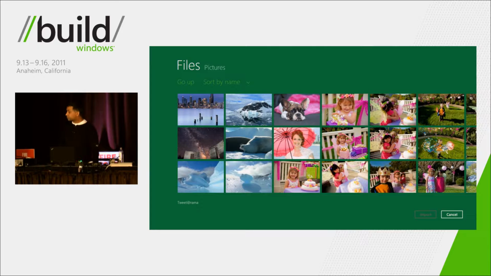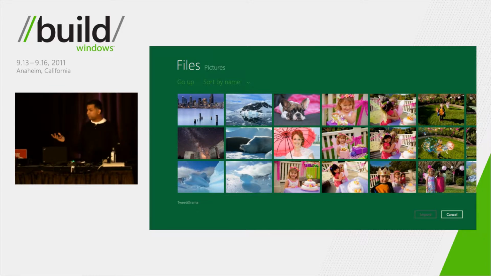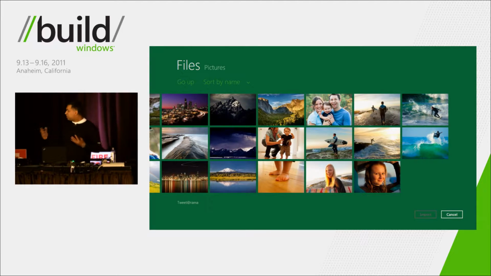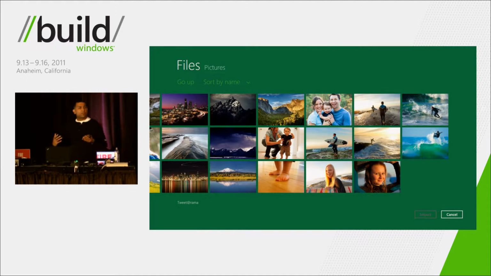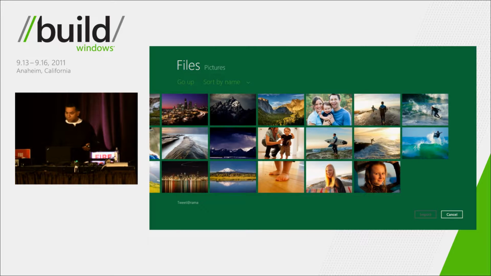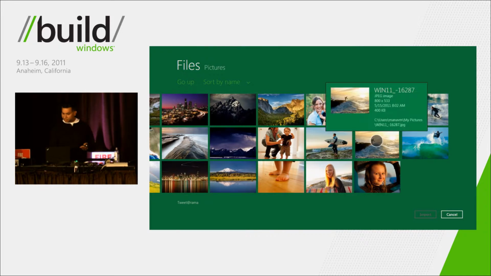All right. So it brought up the picker in the photo mode this time, and I see all my photos. But this is optimized for photo picking. What if I wanted more information about these photos? How can I get that information? So all I need to do is press and hold, and it actually gives me a tooltip, which has more information about that file. So again, press and hold.